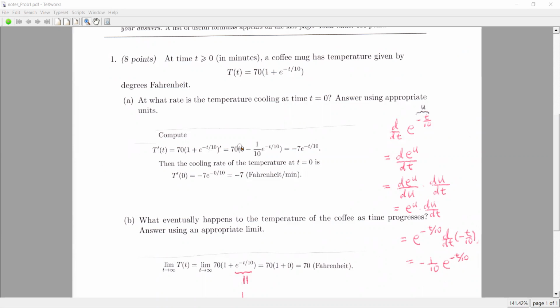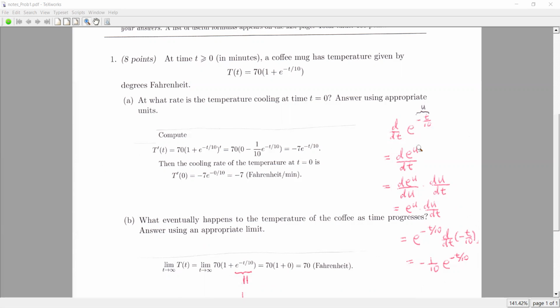Derivative of 1 is 0. Derivative of this exponential function is this. How to get the result? By the chain rule. I simplify the function by introducing an intermediate variable u. I let u be negative t over 10. Then the function is simplified to e to u.